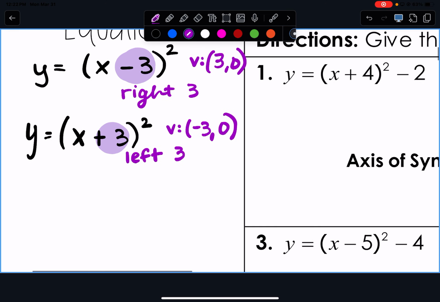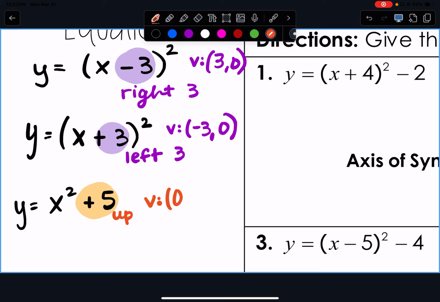Now we're going to look at what happens when it's outside the function. So if we have y is equal to x squared, and then we do plus 5. When it is outside the function, that's where we have a vertical change. So is plus 5 on the outside going to make it go up or down? Up. And how would that affect the vertex? Is that going to affect the x or the y? So it'll be (0, 5).